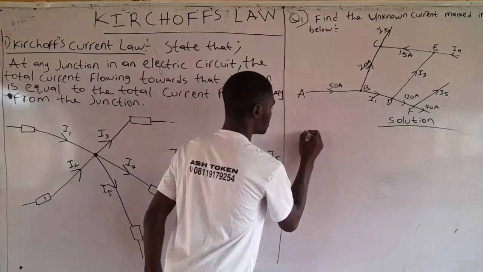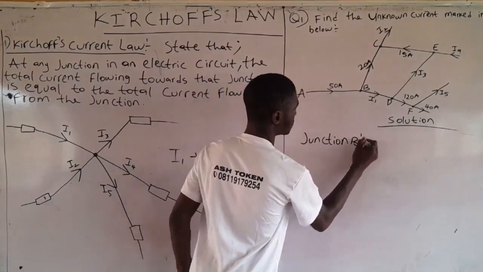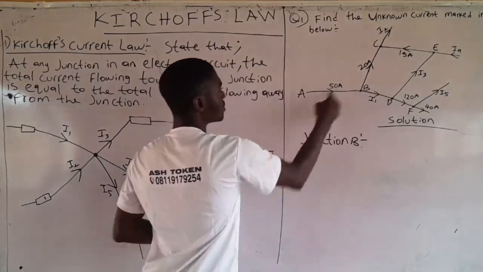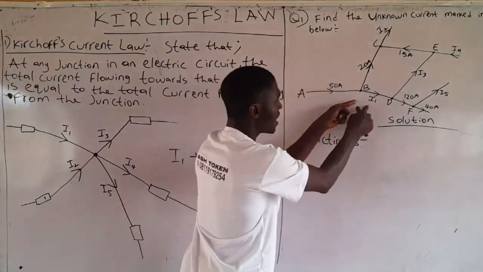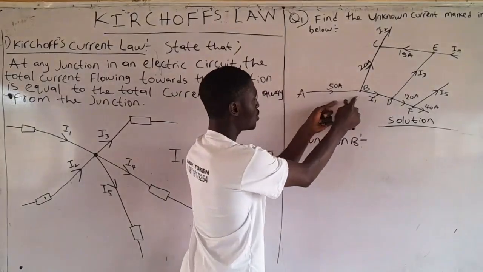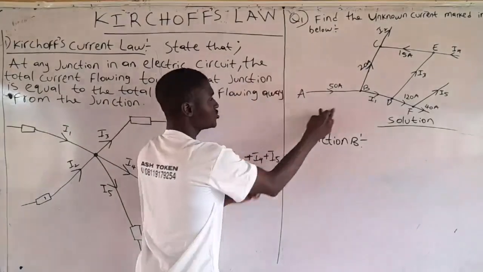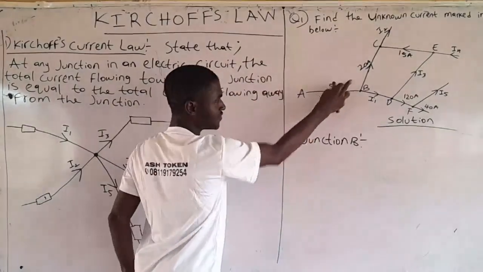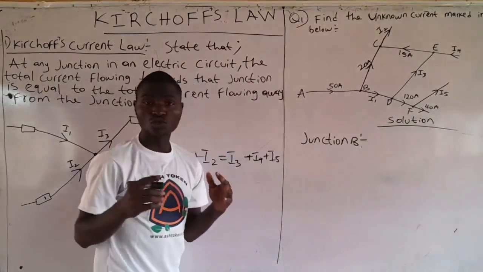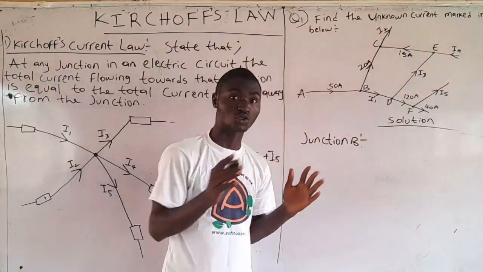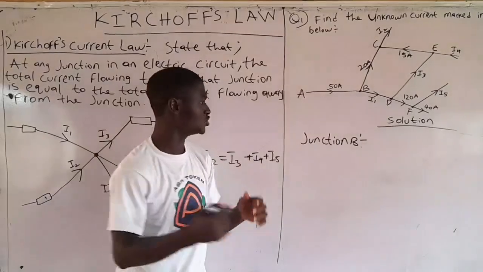For junction B, you will notice 20 amperes is leaving this junction. I1 is leaving this junction, while 50 amperes is entering the junction. See the direction, it's entering the junction. 20 amperes is leaving, while I1 is also leaving. So, from Kirchhoff's current law, the total sum of currents entering the junction is equal to the total sum of currents leaving the junction.